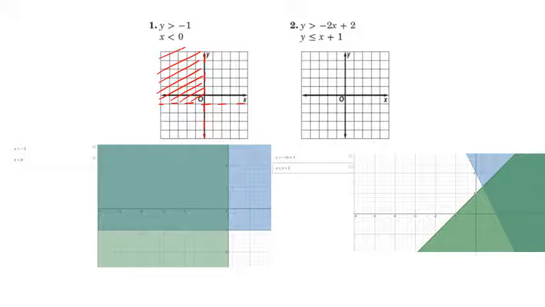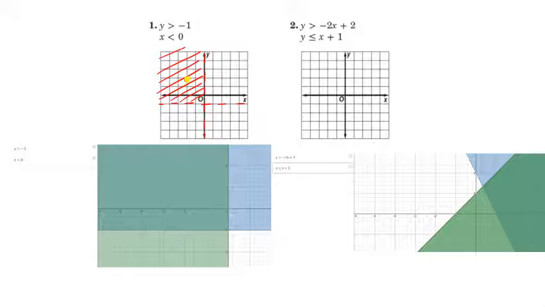So if I pick any point there, like the point negative 2, 2, my y coordinate would be 2, and 2 is bigger than negative 1, and my x coordinate would be negative 2, and negative 2 is less than 0. So that point works in both.